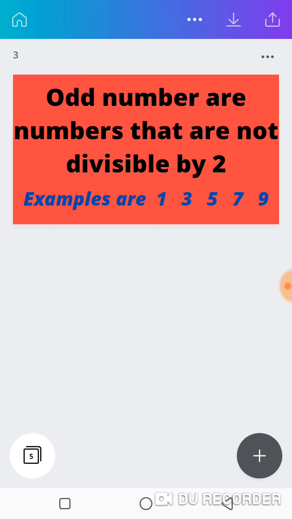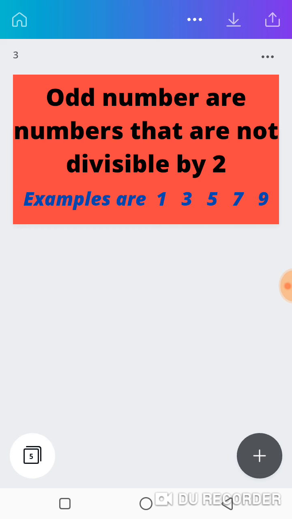Can you close your eyes to say that? Odd number are numbers that are not divisible by 2. Now you can open them. Examples of odd numbers: we have 1, we have 3, we have 5, we have 7, and we have 9. Are you with me? But these are not just the list of odd numbers. We have so many of them. Any number that ends with 1, that ends with 3, that ends with 5, 7, or 9 are odd numbers.